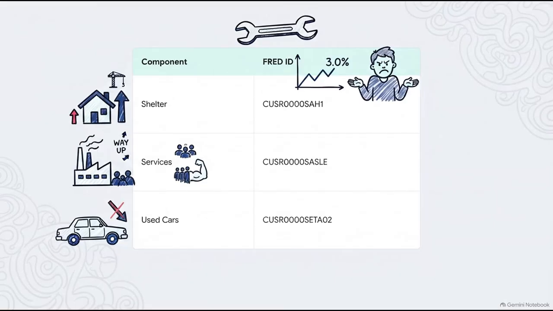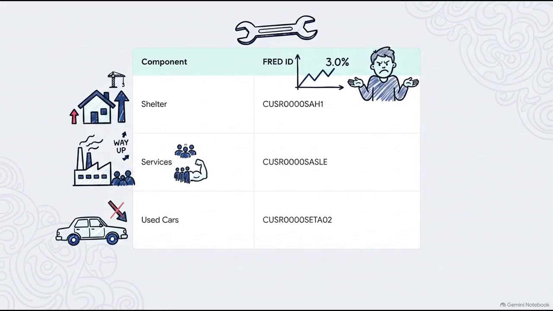So why is the Warsh Doctrine so aggressive? Well, look at the sticky inflation components. Headline CPI is sitting at 3.0%, which seems okay on the surface, right? But pop the hood. If you look at the FRED Series ID CUSR0000SAH1 for shelter, structural housing shortages are keeping it stubbornly high despite base effects.